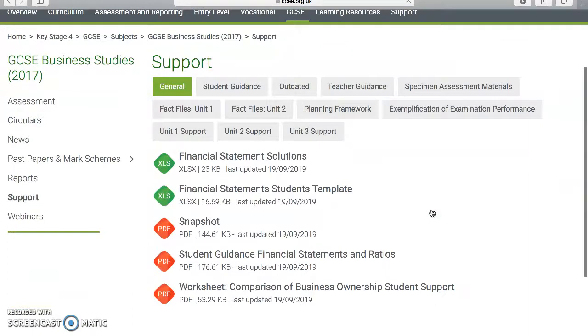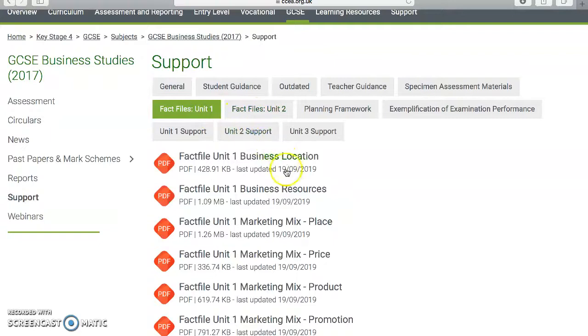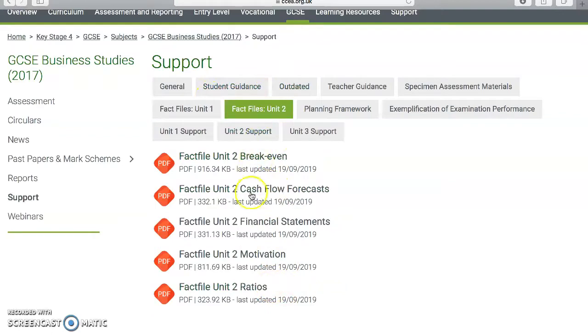And then we have our Fact Files Unit 1 and Fact Files Unit 2. So we can click in here and see. So this is where we are in our specification now, where we were looking at the marketing mix last. So there's our 4 elements and the fact files in those elements. And we also have fact files for Unit 2 as well.